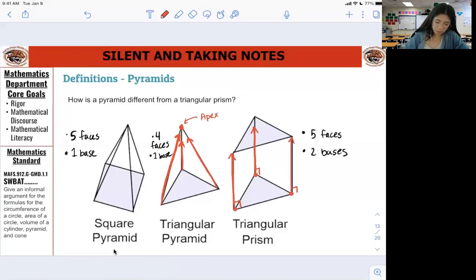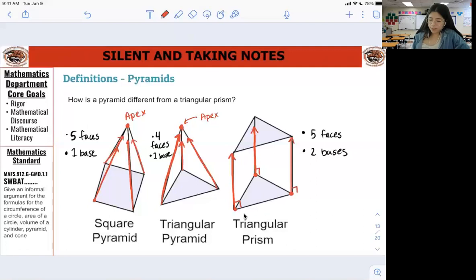And that happens for square pyramids as well. So it's not going to have 90-degree angles. They're all just going to kind of gravitate towards the same point called the apex. Okay, whereas a prism, those vertices go straight up, making a 90-degree angle. Questions on that?